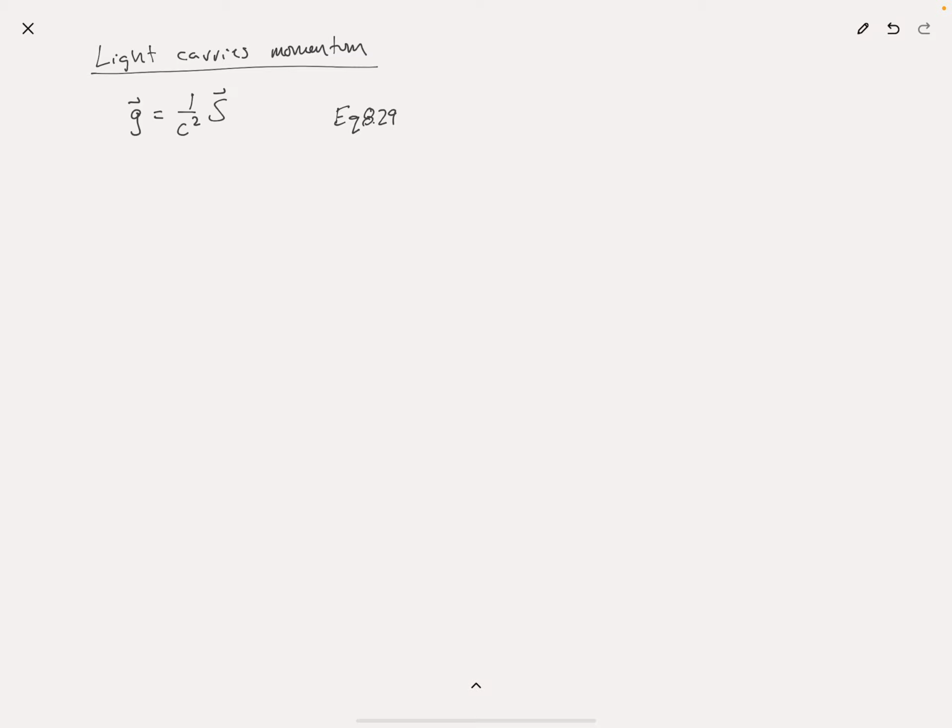So again, if I'm using plane waves, monochromatic or single wavelength, pointing in the z hat direction, I know what my Poynting vector is, so I can just directly plug that in from the previous slide. That is 1 over C squared times C u z hat, which is u over C z hat. All right, great. So you have momentum and energy.